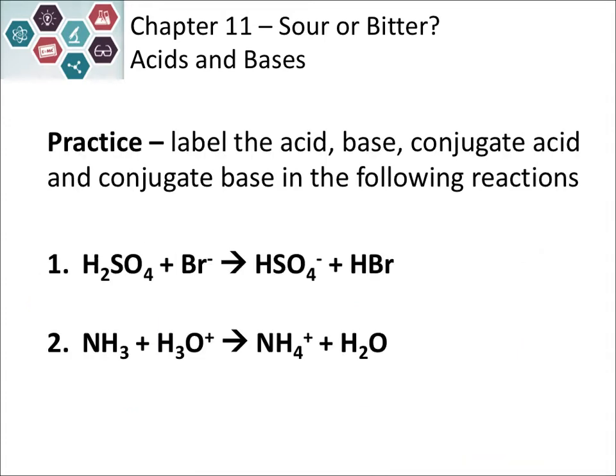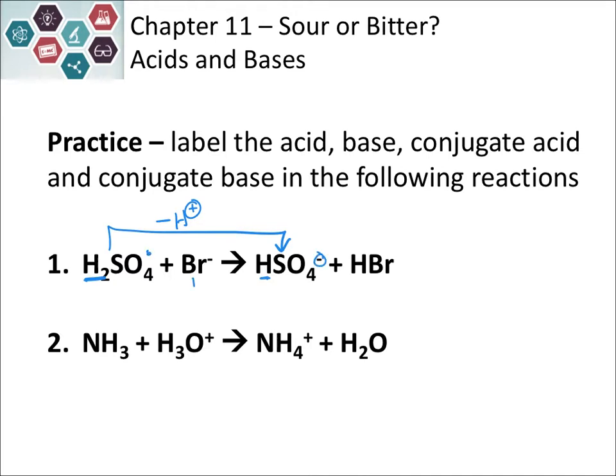What we're going to do in this reaction is label the acid, base, conjugate acid, and conjugate base. You're given the full reaction, you just need to see what's losing and what's gaining hydrogen ions to decide. If we look at the first reaction, we have H2SO4 plus bromide ions, making HSO4- and HBr. So the H2SO4 is turning into HSO4-. To do that transition, we are taking away hydrogen ions. We're going from 2 hydrogens down to 1, and we're going from neutral to negative.